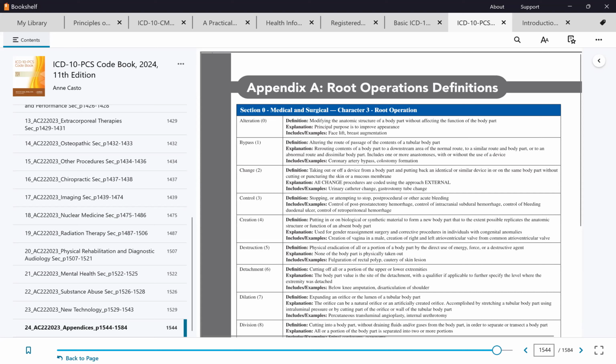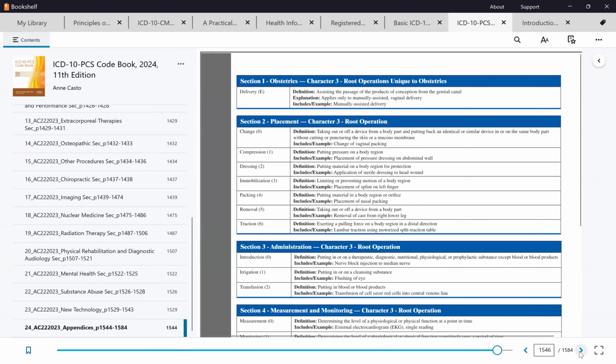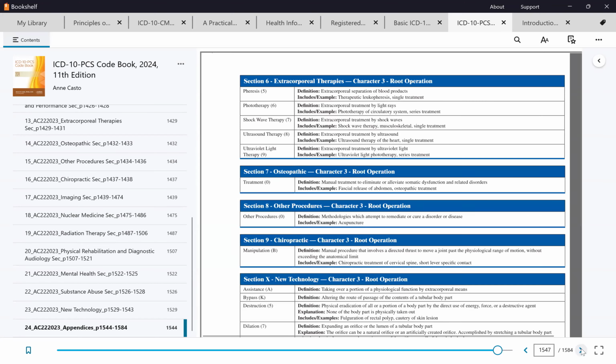You'll also note that in addition to the root operations, we have things that are unique to obstetrics, root operations, other procedures that really don't fit into anything, such as phototherapy, shockwave therapy. All these things, if you get stuck, are great places to go to find out exactly what's going on.